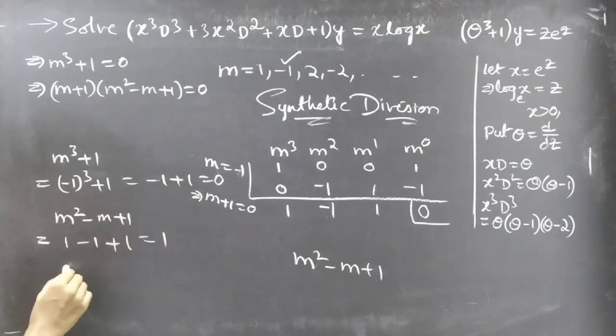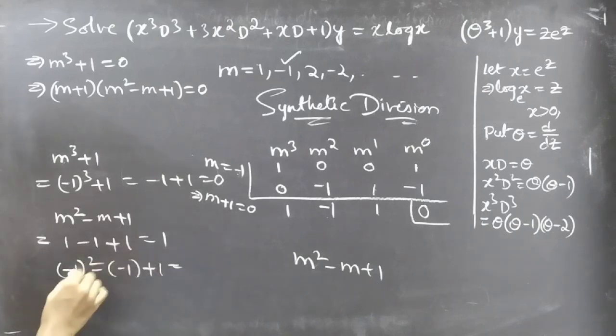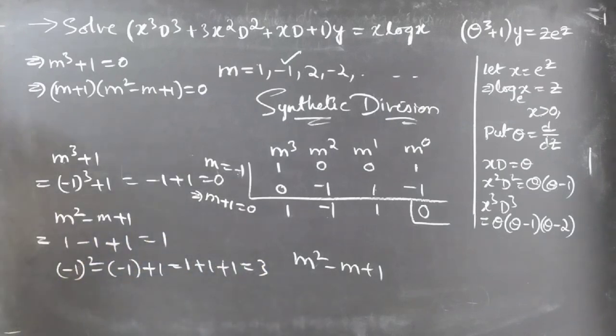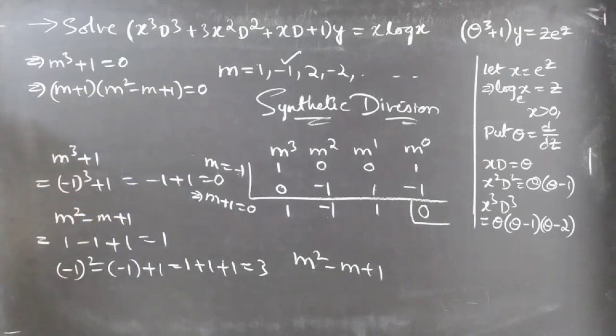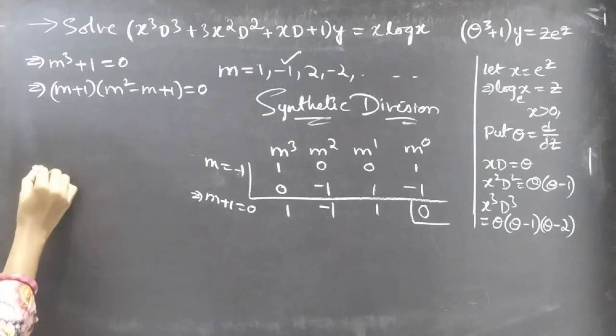We'll get 1. If we try for minus 1, 1 plus 1 plus 1, which equals 3. It will be a little complex to find the roots using this polynomial. Okay, so we'll use the quadratic formula to find roots from this polynomial. Firstly, equate each factor to 0. I am equating each factor to 0.